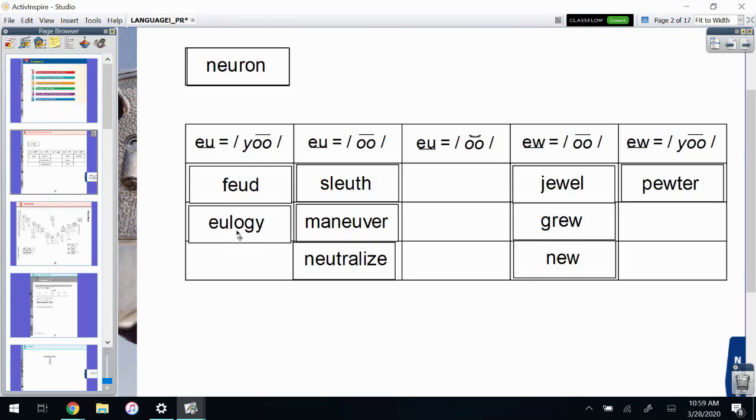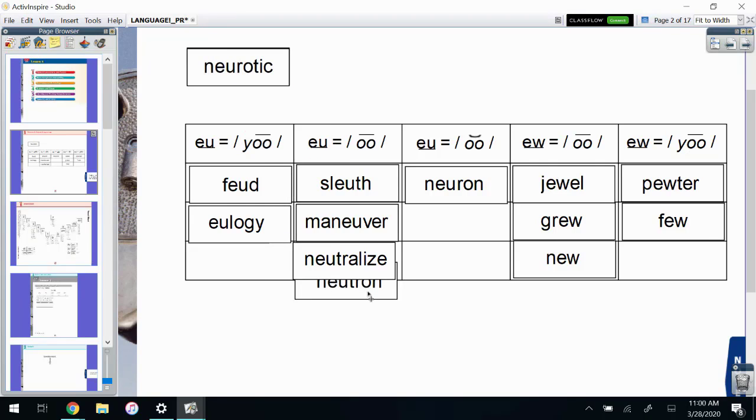Eulogy. Good. Neuron. Perfect. Few. Few has that U sound in it. Neutron. That's right. We need another box there. Neurotic. We put neurotic right there. Eureka.